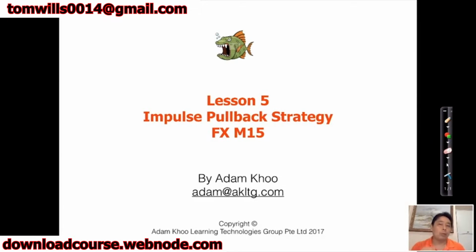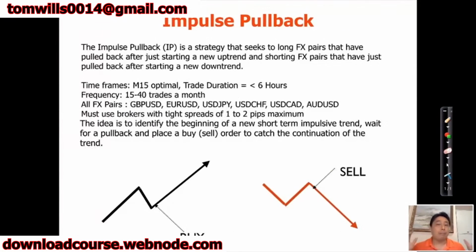So remember, a strategy will give you specific entry rules and exit rules. And this first strategy is known as the impulse pullback strategy, M15 style. So first, a bit of background about this strategy. This strategy seeks to long FX pairs that have pulled back after just starting a new uptrend, and we're going to go short on FX pairs that have just pulled back after starting a new downtrend. So this is a trend following system that gives us the highest edge in winning in the markets.